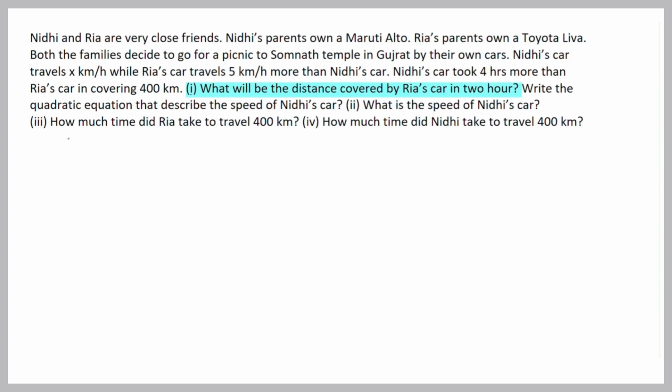So what we can see here is that the speed of Ria's car is 5 kilometer per hour more than Nidhi's car, and Nidhi is traveling at a speed of X kilometers. So we can find the speed of Ria's car as X plus 5. Then we have to find the distance in 2 hours. We know that distance is equal to speed into time. Here the speed is X plus 5 and time is 2. So the distance covered by Ria's car in 2 hours is 2x plus 10. This is for 2 hours, not for the total journey.